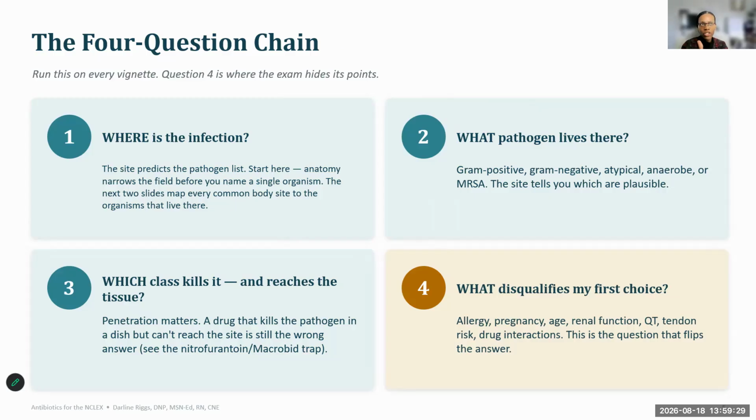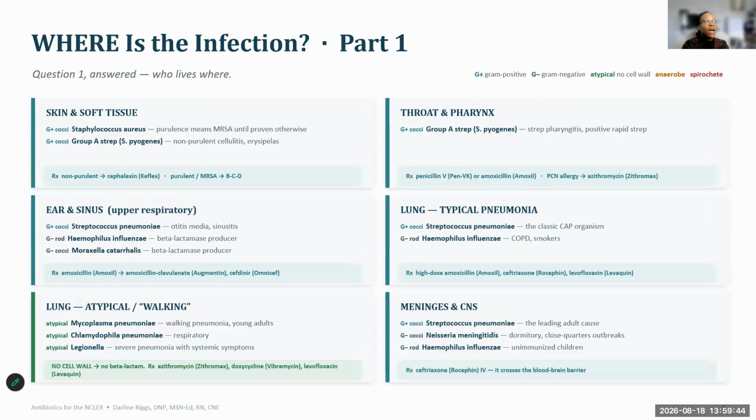So where is the infection? What pathogens live in that area where the infection is? What class of medications kills that pathogen? And are there any disqualifiers? Okay, all right, so now part 1: where is the infection?